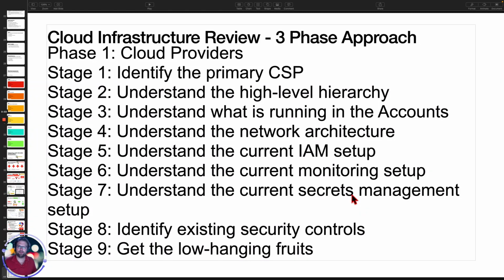Today we're going to talk about cloud infrastructure review, a three-phase approach. We're only going to talk about phase one today, and we see that there's 9 stages in here. We've got 2 other phases. The second phase is workloads, and the third phase is code.